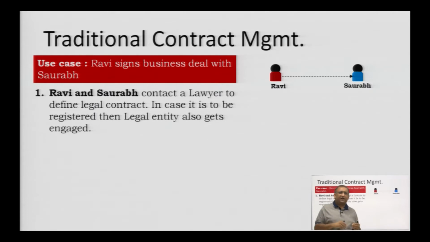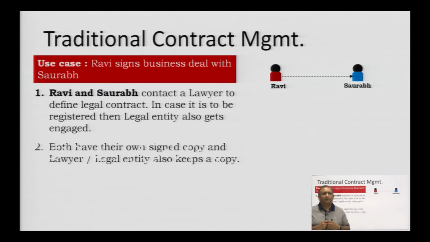And if it has to be registered with a legal entity, then the legal entity also gets engaged, am I right? It might be two people, or a company and a person, or two companies getting engaged. You need a contract, am I right? Now, after getting it signed, both parties will have the signed copy, and the legal entity or the lawyer also keeps a copy of that contract.